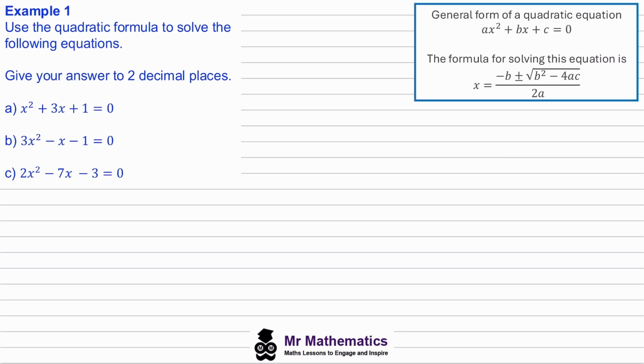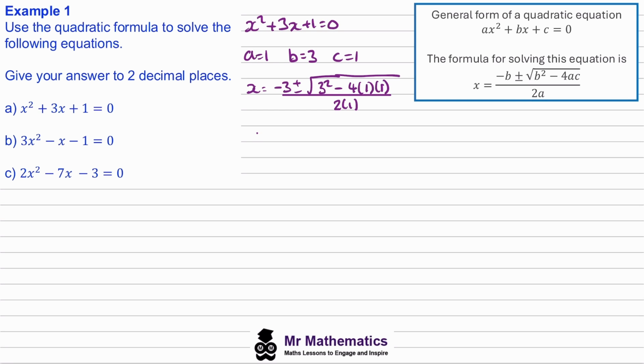If we look at example A, we've got x squared plus 3x plus 1 equals 0. So the coefficient of x squared is 1. We've got 1x squared. This is a. The coefficient of the x term is 3, and the constant term is 1. So now we substitute these values into our formula. So x will equal minus b plus or minus the square root of 3 squared minus 4 times a times c, all divided by 2a.